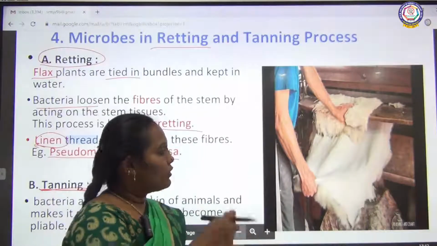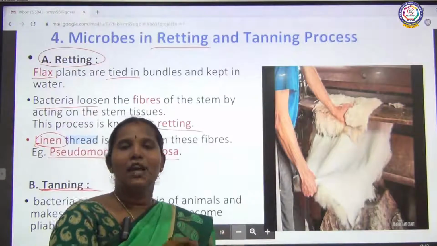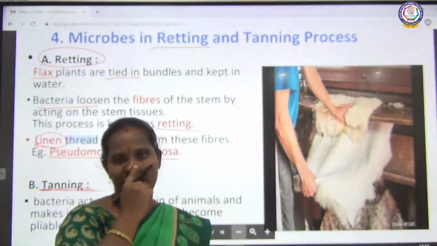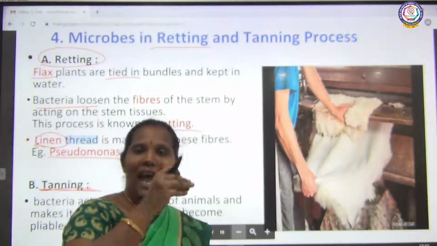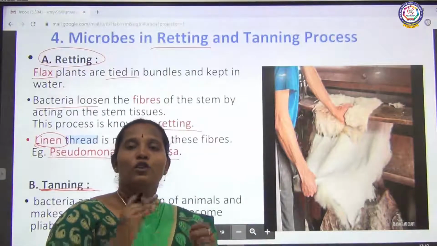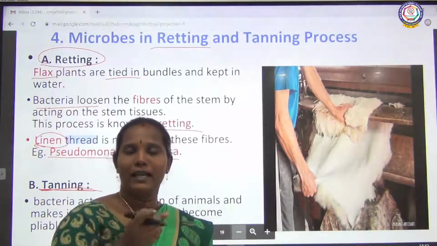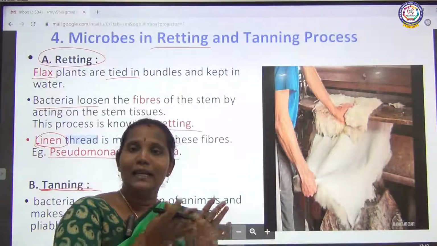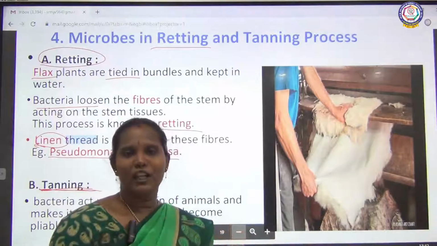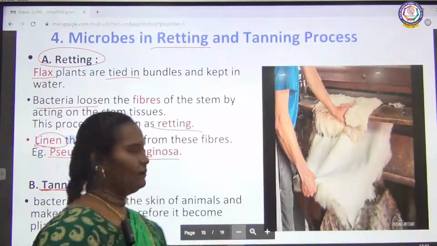Tanning is similar to this. The animal skin is allowed to soak in wet places. After that, some microbes are added onto the skin of the animals. These microbes remove the unwanted fur. Then the skin is separated from the fur, and it will be very easy to make a cloth. This process is called tanning.